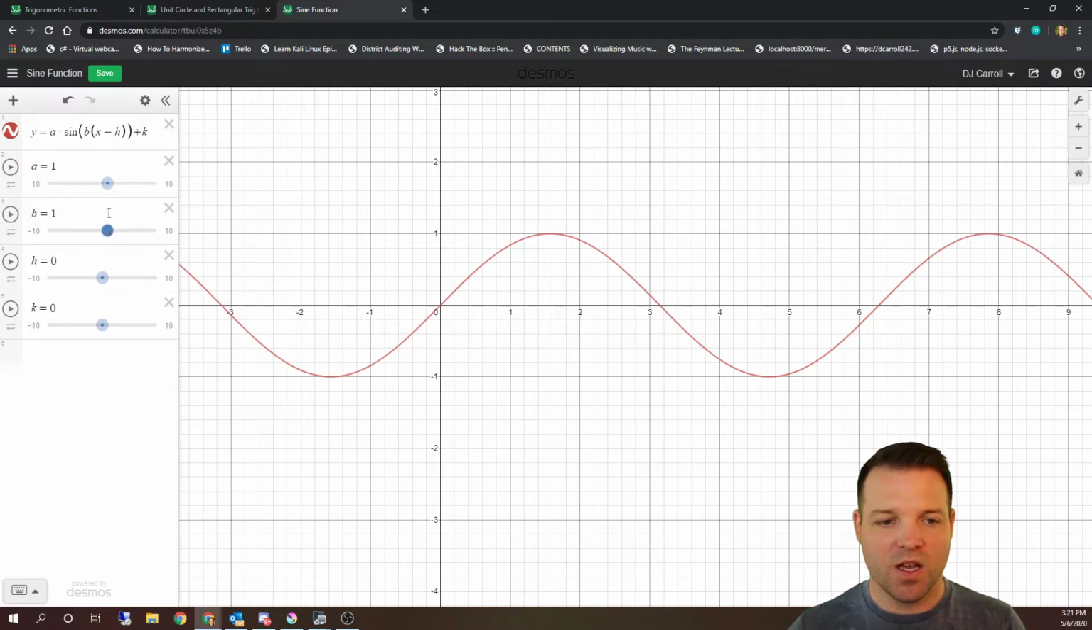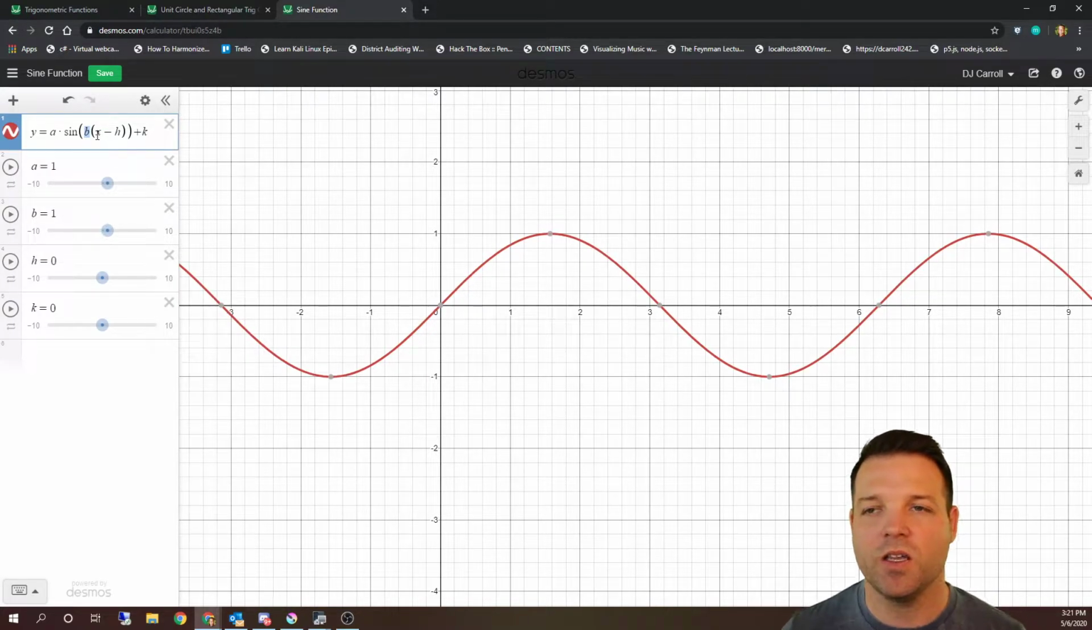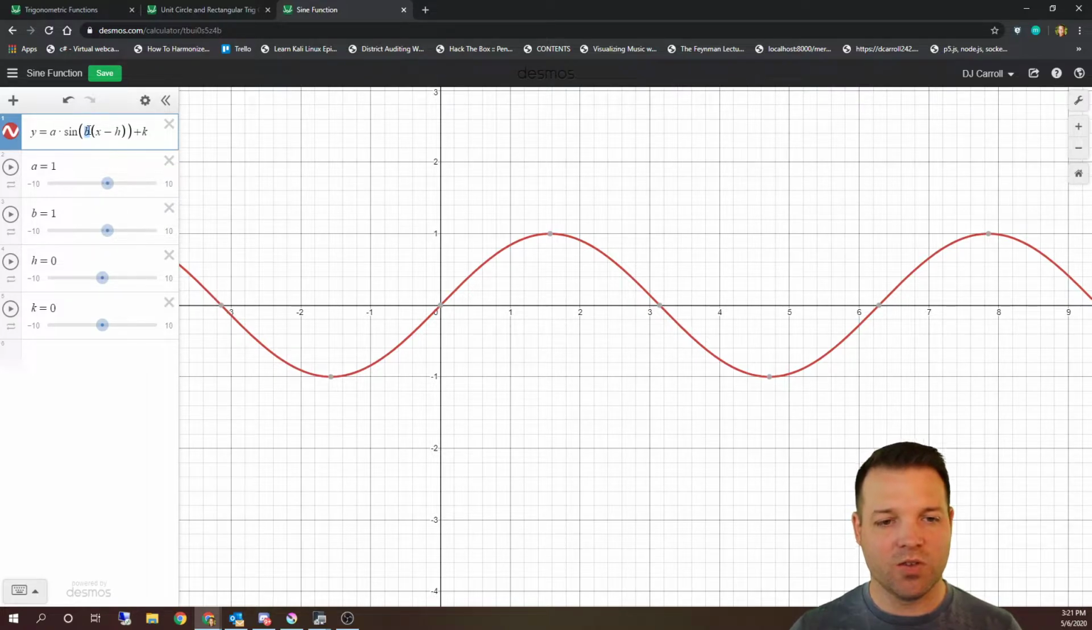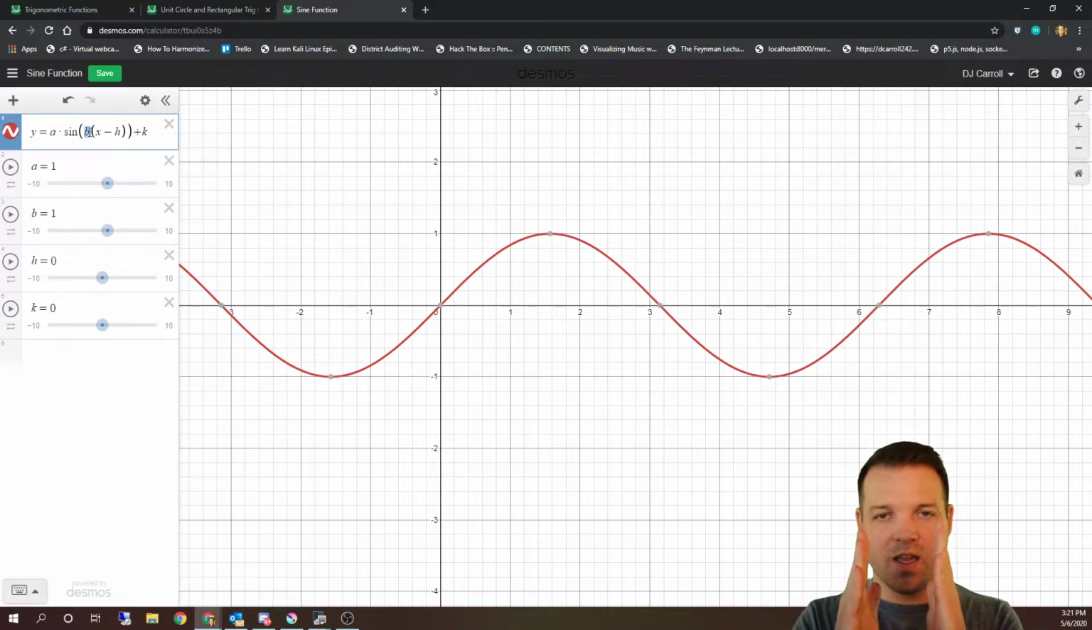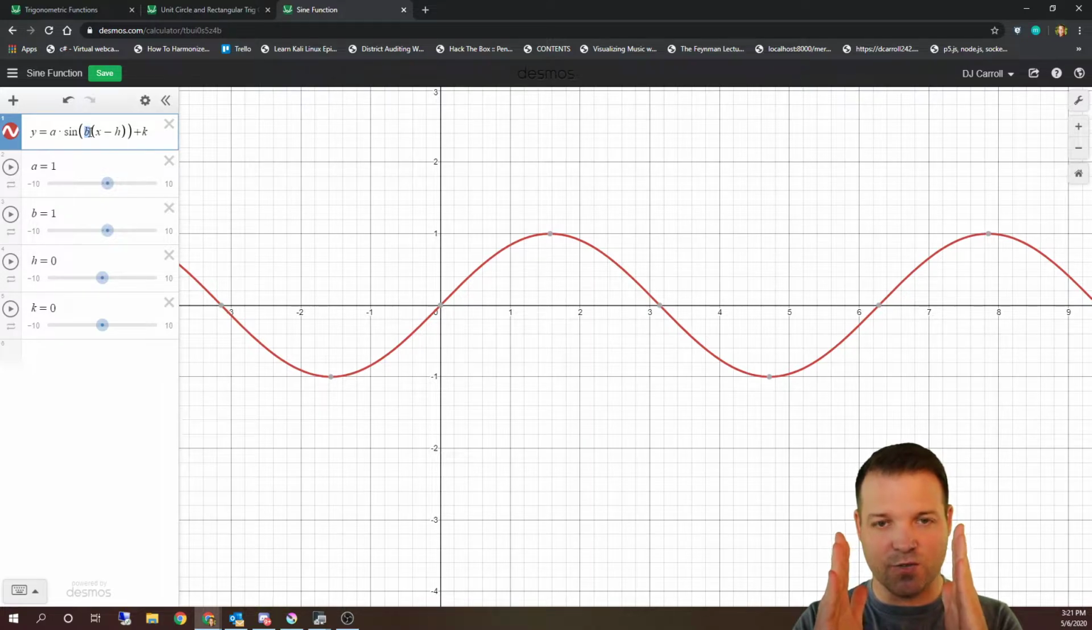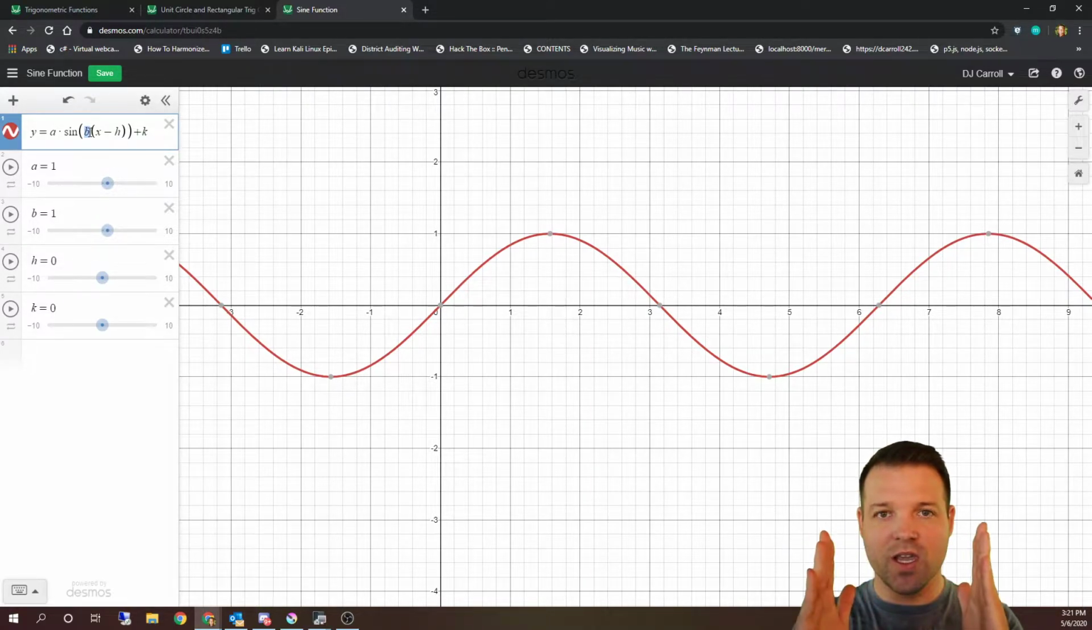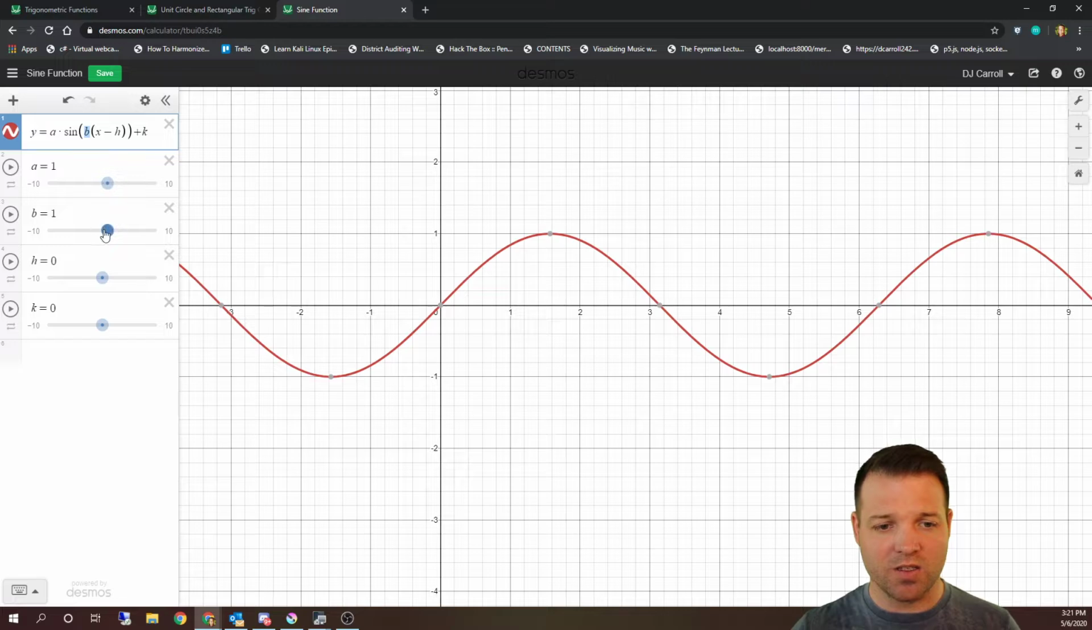And then there's B. Now B represents a horizontal stretch or compression, and it is also the opposite. So as B increases, it's actually going to be horizontally compressed, and as B decreases, as it starts getting into fractions, it's actually going to elongate. So this is actually going to change the period, how long it takes to go through one cycle. Let's go ahead and change B a little bit.